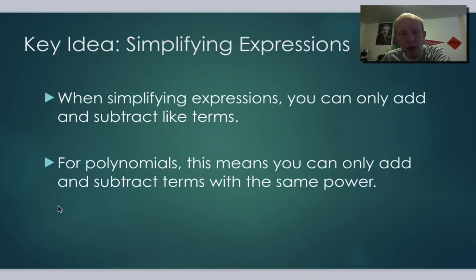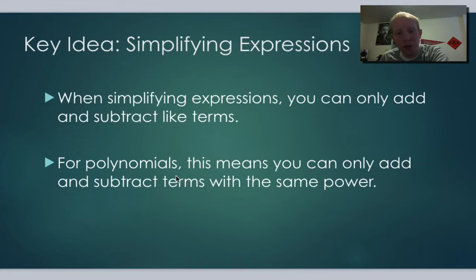When we're simplifying expressions and we're adding and subtracting, it's important that you only add and subtract like terms. You probably have learned this before, with x and y, for example. You can't add x and y and get a simpler expression, right? It just doesn't work. It's like adding apples and oranges. You have to add like terms.